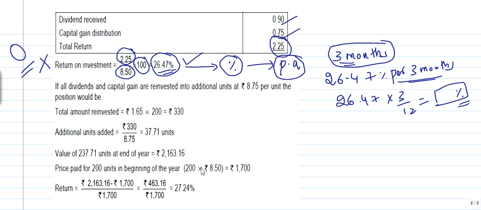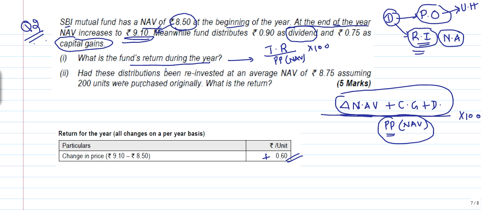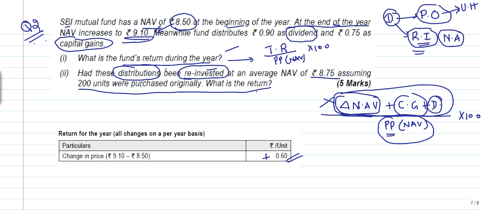Second question: had these distributions been reinvested? Here it is not reinvested. What are the distributions? Distribution is a capital gain and the dividend. Is this a distribution? No, it is not a distribution. It is just a capital appreciation. So at an average NAV of 8.75, reinvestment at 8.75, assuming 200 units were purchased originally, what is the return?